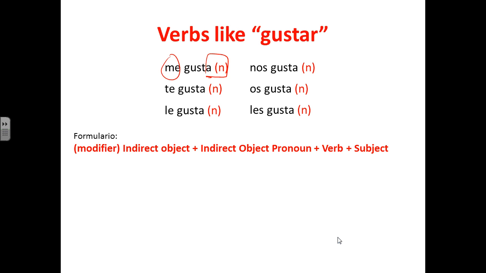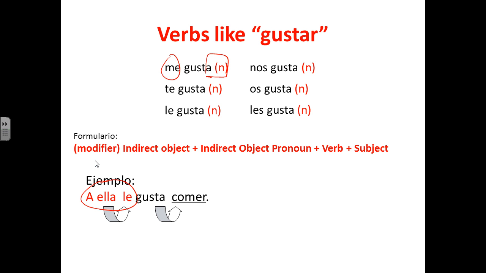Now here's an example of the different parts of speech. A ella is the indirect object. And then you have the indirect object pronoun, which is le. A ella always agrees with le. This is the person right here. And then gusta always agrees with comer. Comer is singular, so gusta is singular.